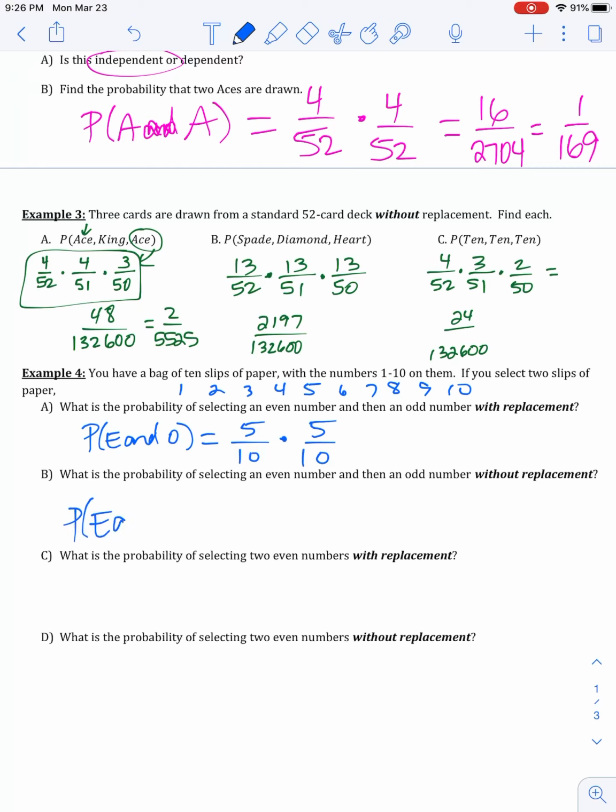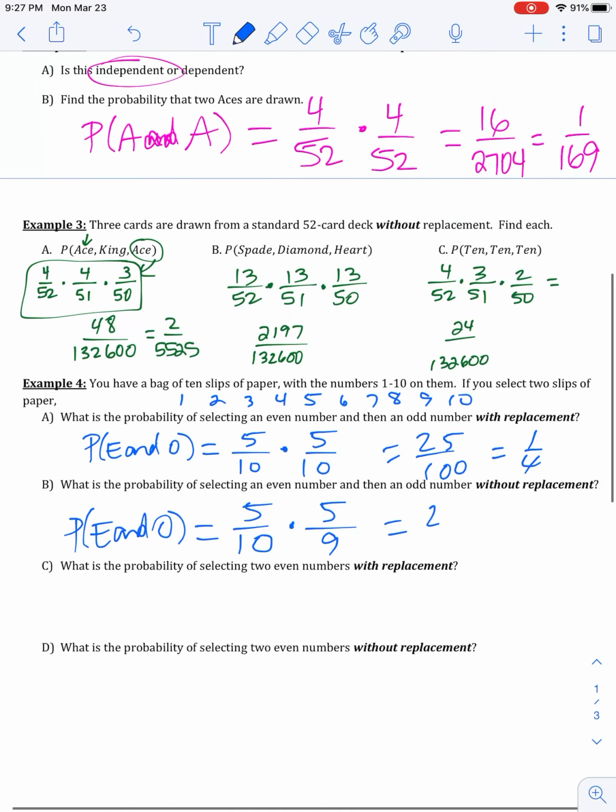Where in the next problem, when I find even and odd, same problem. The only difference is without replacement, after my probability of even, 5 out of 10, now the probability of getting an odd, there's 5 odds out of 9 remaining, because that first even card that I picked, I'm not replacing. I'm keeping it out of the slips of paper when I pick the second card. So now you can see back to back what the difference is here with and without replacement. So this would be 25 out of 100, which is 1/4. And in part B, we'd have 25 over 90, which these can both divide by 5, and we get 5/18.